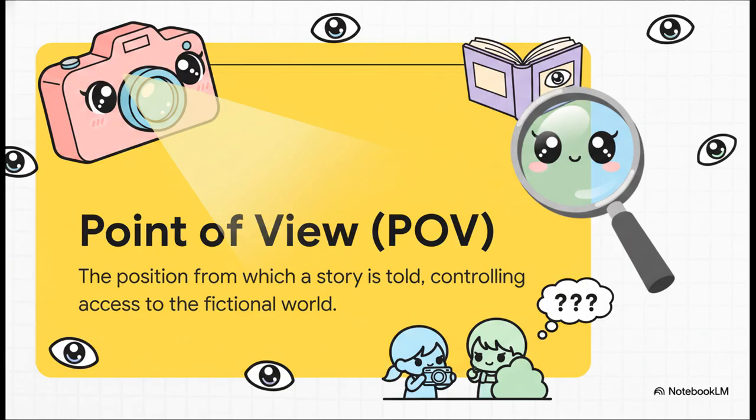Narration and POV, they work hand in hand, just like a camera lens. They dictate not just what actions are happening, but who is witnessing them, what secrets are being kept from us, and ultimately, how we're supposed to feel about the whole shebang.